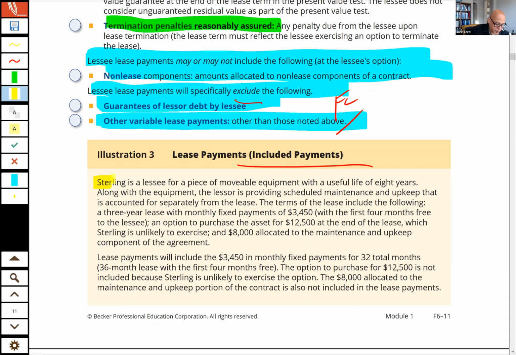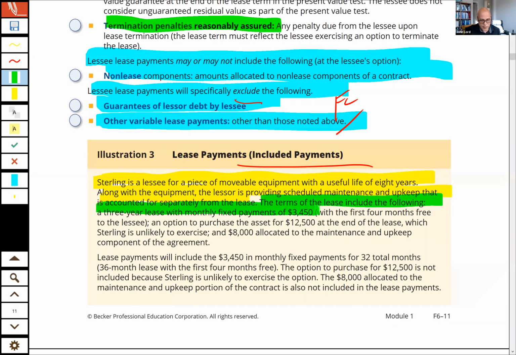Okay, so Sterling is a lessee for a piece of movable equipment with a useful life of 8 years. Along with the equipment, the lessor is providing scheduled maintenance and upkeep that is accounted for separately from the lease. The terms of the lease include the following: 3-year lease with monthly fixed payments of $34.50. Okay, you're going to pick those up. That's the lease payments. That's basically what you're paying out. That's how we're going to calculate this right of use asset.